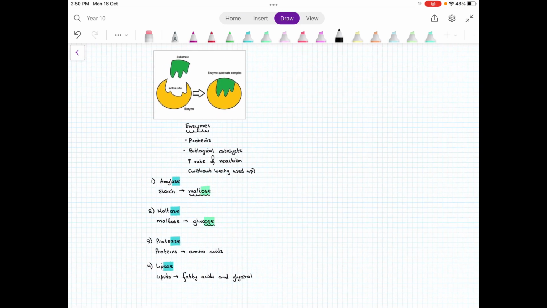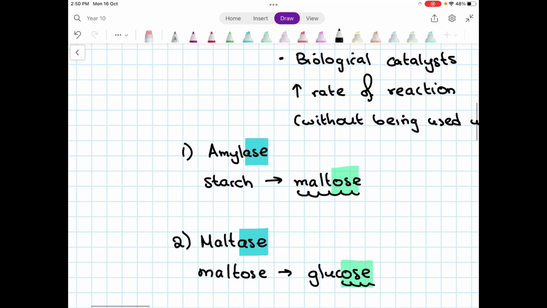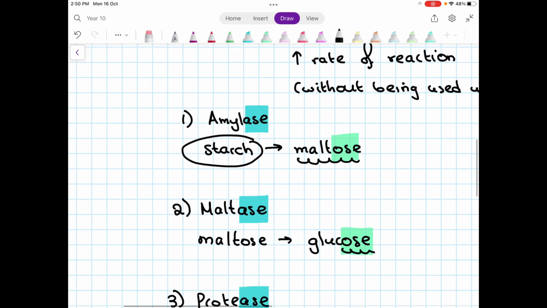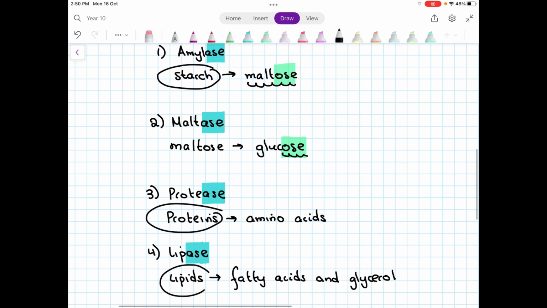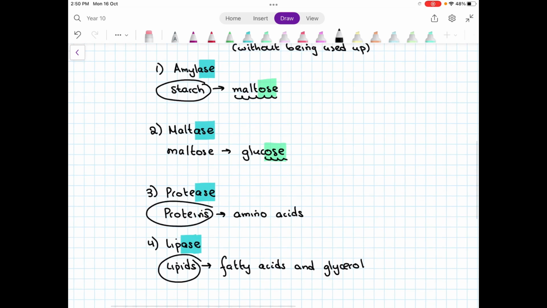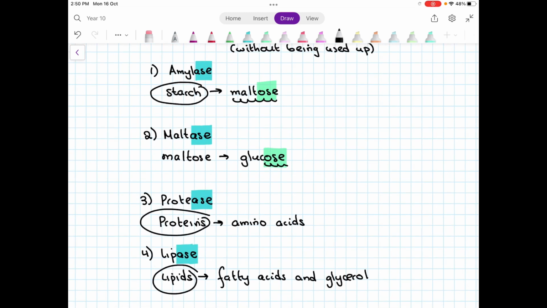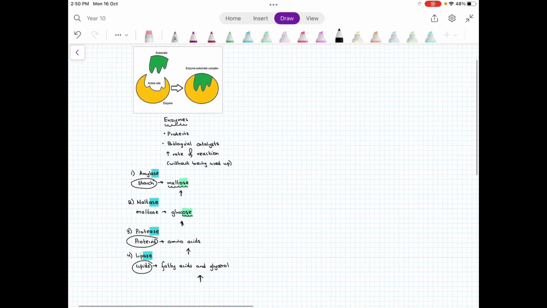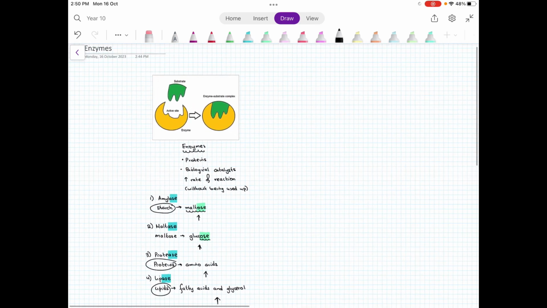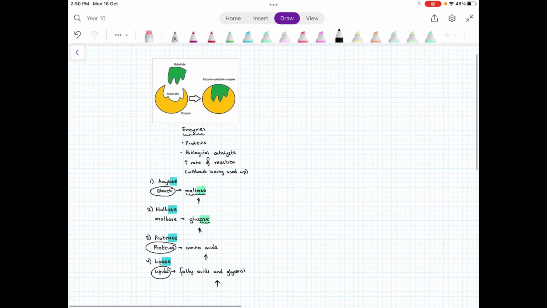So essentially, what these enzymes are doing are taking large macromolecules or polymers, such as starch, proteins, lipids, and they're breaking them down into their monomers, such as maltose, glucose, amino acids, fatty acids, and glycerol. And these are the examples that we need to know for IGCSE Bio.